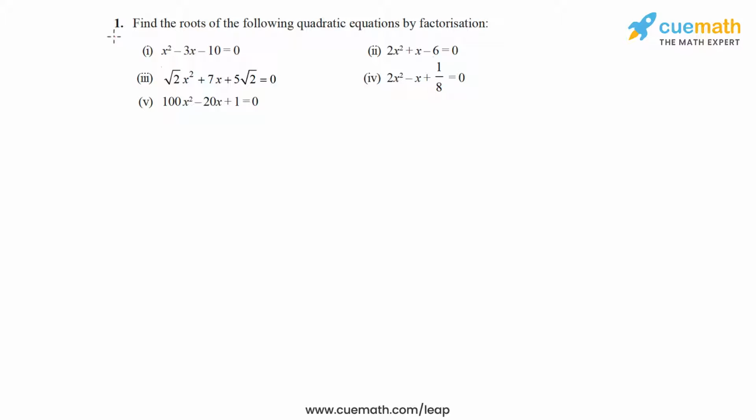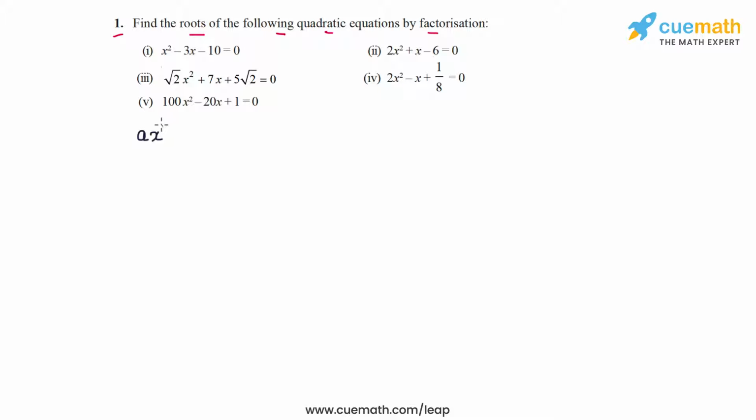In question 1 of this exercise, we have to find the roots of all of these given quadratic equations by factorization. So the way we factorize a quadratic expression or a quadratic equation is by splitting the middle term. So how do we do that?